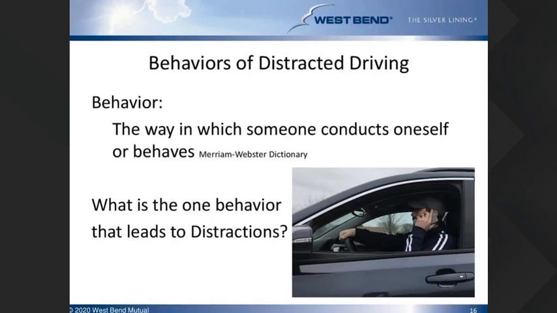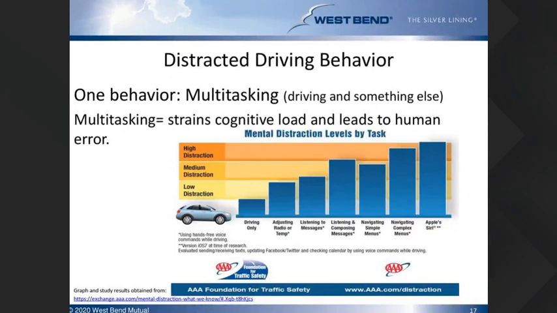So what are some of the behaviors that we see with distracted driving? Well, behavior by Webster Dictionary is defined as the way in which someone conducts oneself or behaves. So what is that one behavior that we really know leads to distractions and especially distracted driving? And that is multitasking. So anytime we're doing anything outside of the task of driving, we're multitasking.